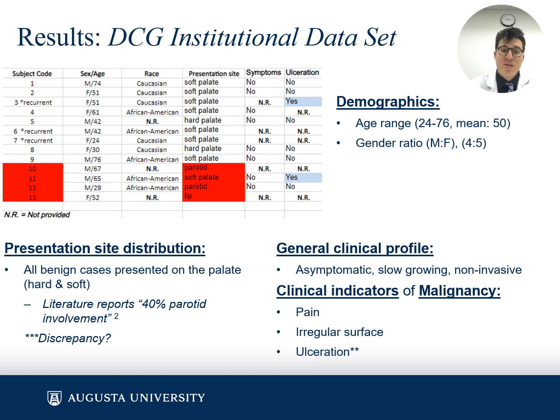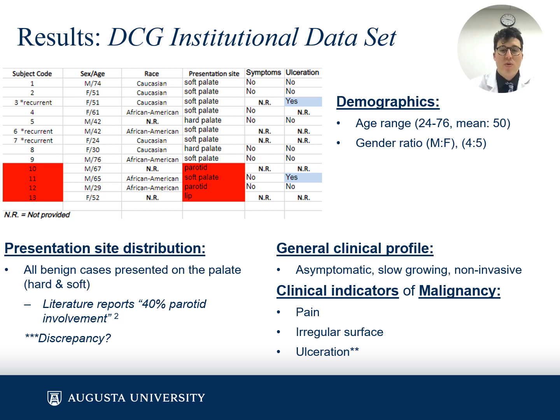With regards to presentation site distribution, the literature reports a 40% parotid involvement. All our benign cases in our DCG dataset presented on the palate. So this is a pretty large discrepancy. This discrepancy can be attributed to the fact that the DCG oral pathology service receives outpatient cases. Somebody who would get a parotid biopsy would likely be under general anesthesia in an OR, and their case would be processed through the hospital service, which explains why we don't really have that many parotid cases.